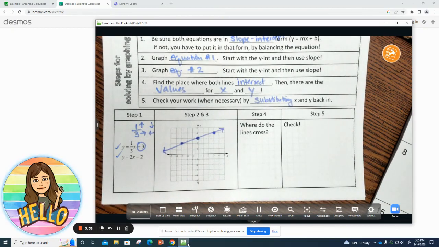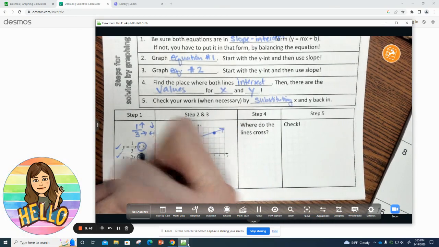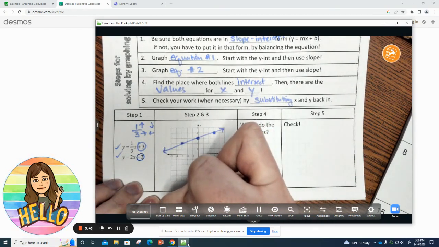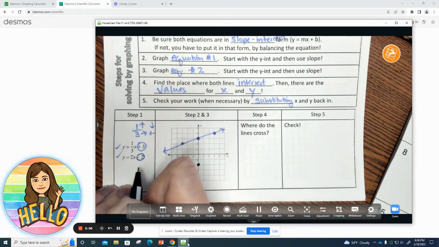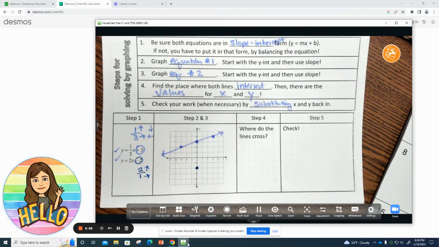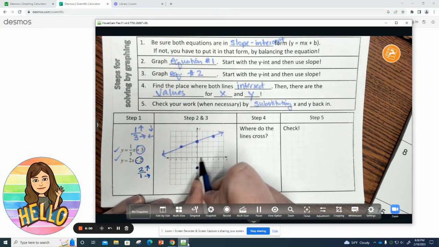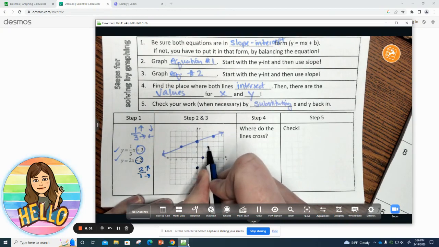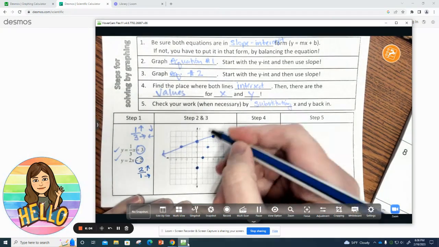Now, going to move on to our next equation, which is y equals 2x minus 2. My y-intercept here is -2, so I plot that first. I have a slope of 2, so I need to remember to change that to a fraction. Once again, it's positive, so I go up 2, right 1. Up 2, right 1, up 2, right 1.